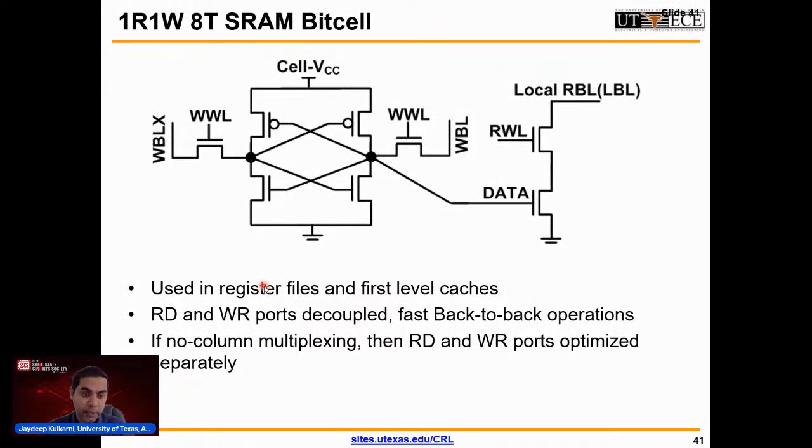So far we have talked about the 6T SRAM, but in a given microprocessor, especially in the level 1 cache, you will see another type of bit cell, also called the 8 transistor SRAM bit cell, or the one read, one write port SRAM bit cell. It is used for level 1 cache or register files. Because they have decoupled read and write ports, one can perform back-to-back operations by conditioning their bit lines in a proper way. If we don't use any column multiplexing, then read and write can be optimized independently, and we can get much lower Vmin compared to a 6T bit cell counterpart. Of course, because it's an 8T bit cell, it is slightly bigger in footprint, typically 20 to 30% larger in area compared to a 6T bit cell.